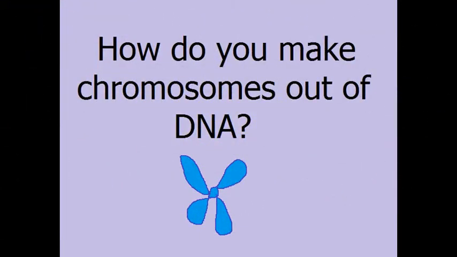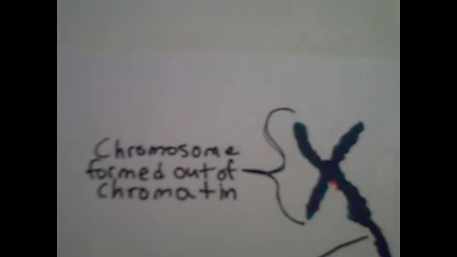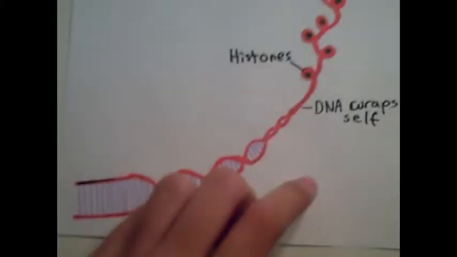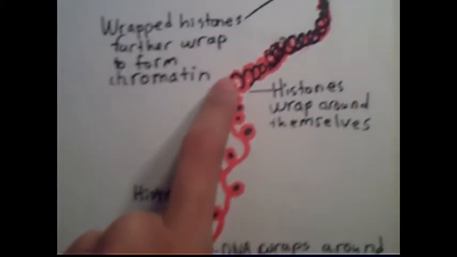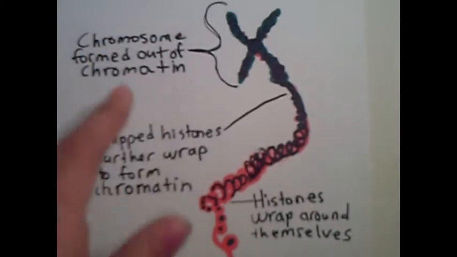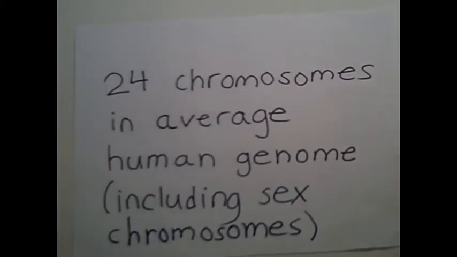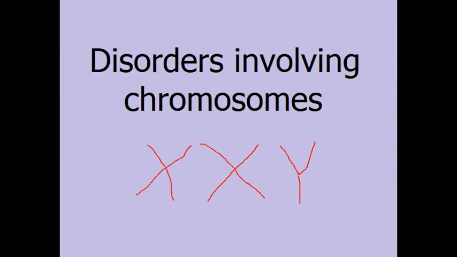How do you make chromosomes out of double-stranded DNA polymer? After you have double-stranded DNA, you can form chromosomes. To do that, first you have to have the DNA wrap around itself. Then it wraps around histones. Then the histones wrap around themselves to form chromatin. Then the chromatin wraps in a spiral to form chromosomes. And there are 24 chromosomes in the average human genome, including the chromosomes that define your gender.